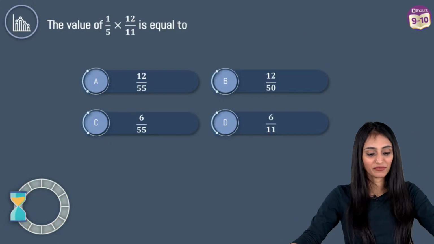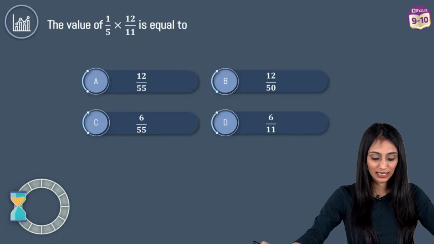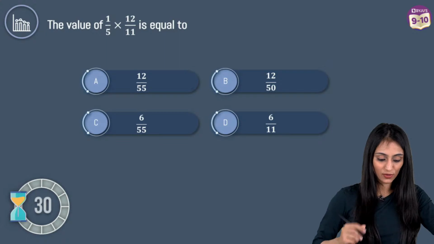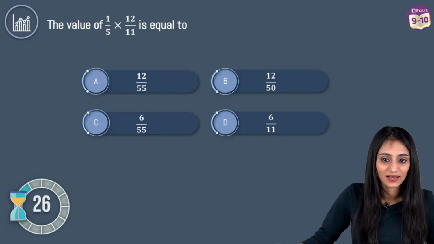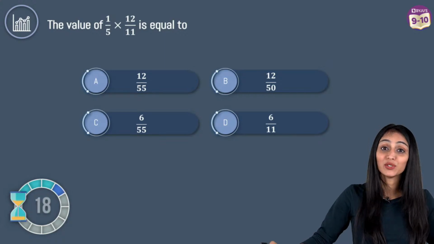The value of 1 by 5 times 12 by 11 is equal to which of the four options you can see on your screen. Yes, let's start the timer. You will be given 30 seconds for this. Okay, quickly solve this and give your answers. If you're new to the session, I'm sure you would love it. By the way, you all are so quick.